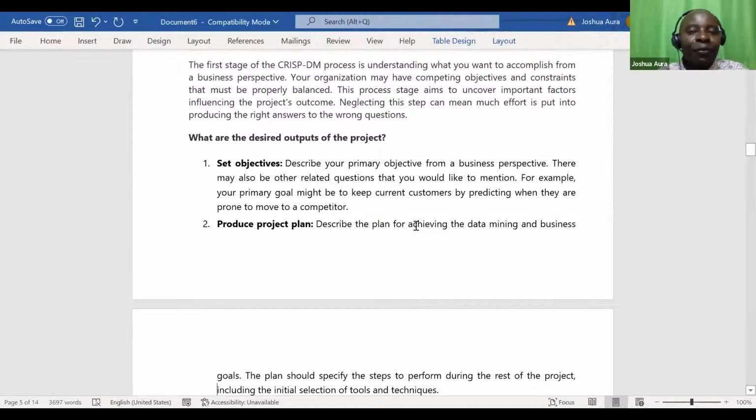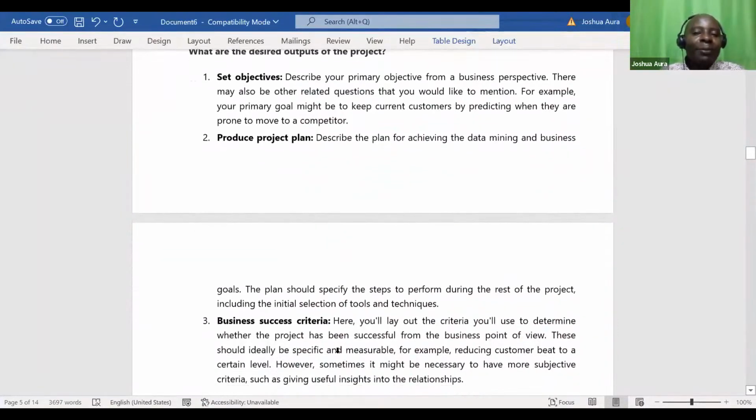Describe the plan for achieving the data mining and the business goals. The plan should specify the steps to perform during the rest of the project, including the initial selection of tools and techniques. Business success criteria. In defining the business success criteria, ladies and gentlemen, I'll be defining my milestones. At what point do I say I have succeeded?